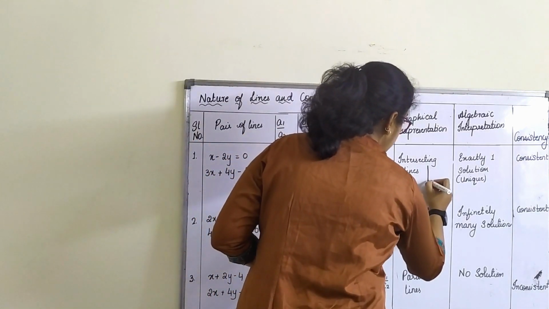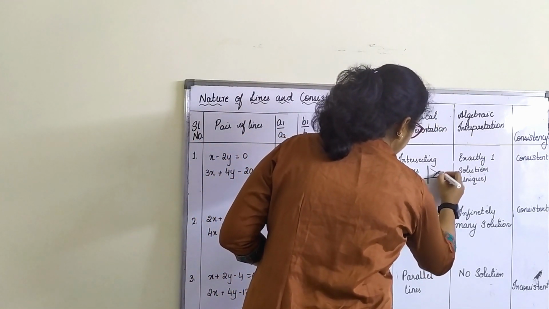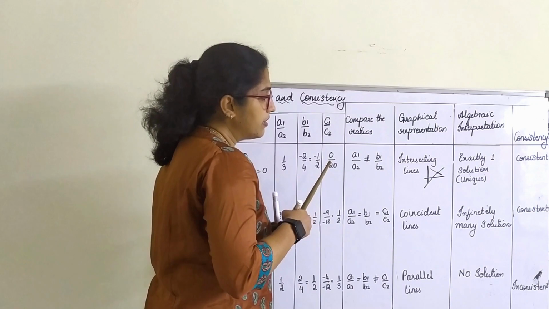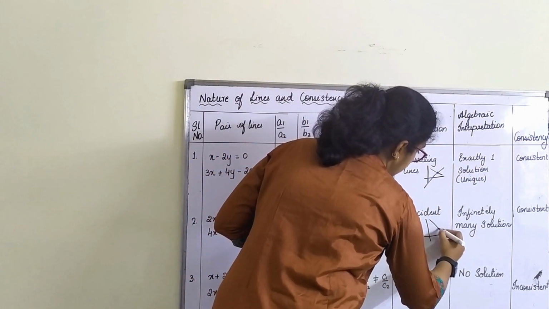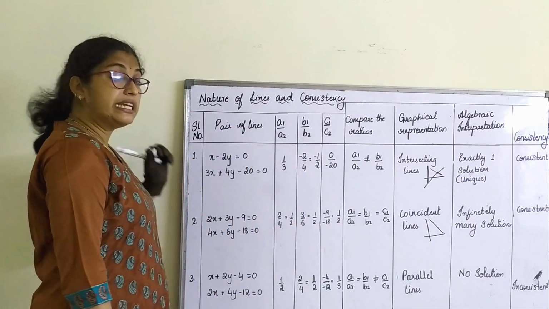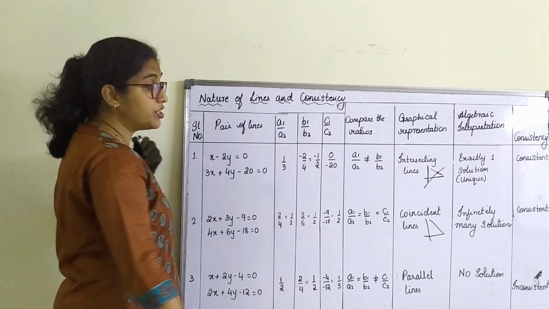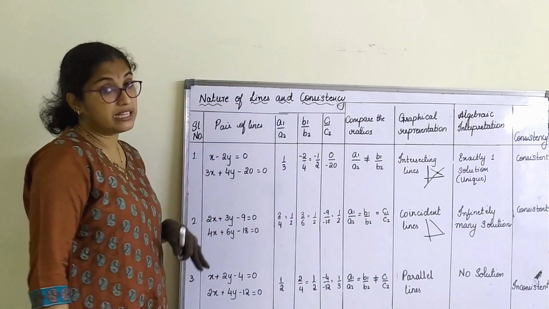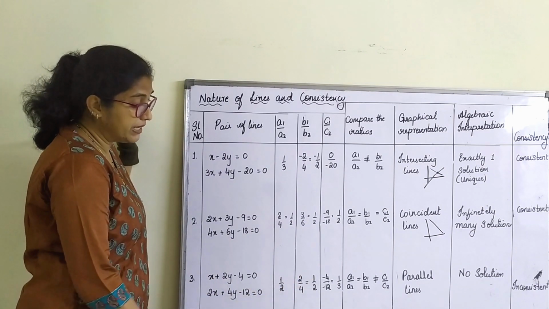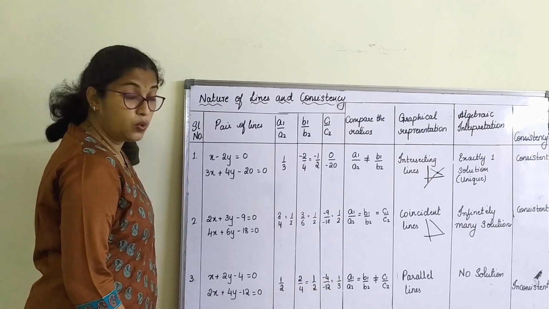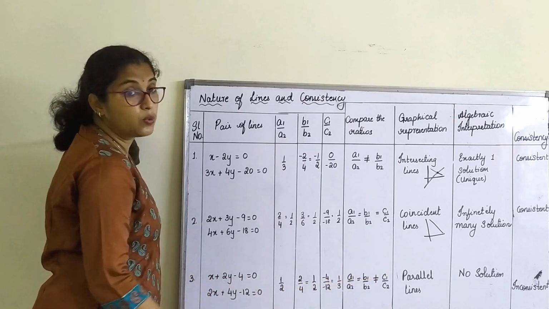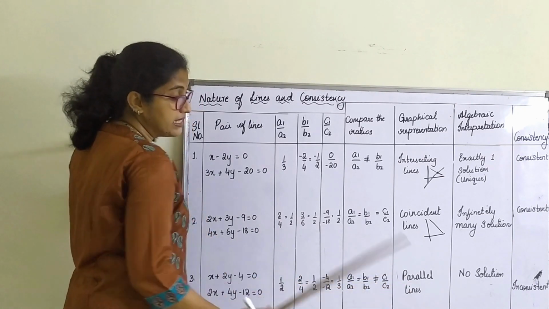If you want, we can just have a small graph here for your clarification. This is your interpretation of the graph. For example, the graph comes only like this, a coincident line. If it is a coincident line, it will have infinitely many solutions and the nature of the graph is consistent. Last one, A1 by A2 is 1 by 2, B1 by B2 is 1 by 2, C1 by C2 is 1 by 3, where A1 by A2 is equal to B1 by B2 but not equal to C1 by C2. That means the lines are parallel.